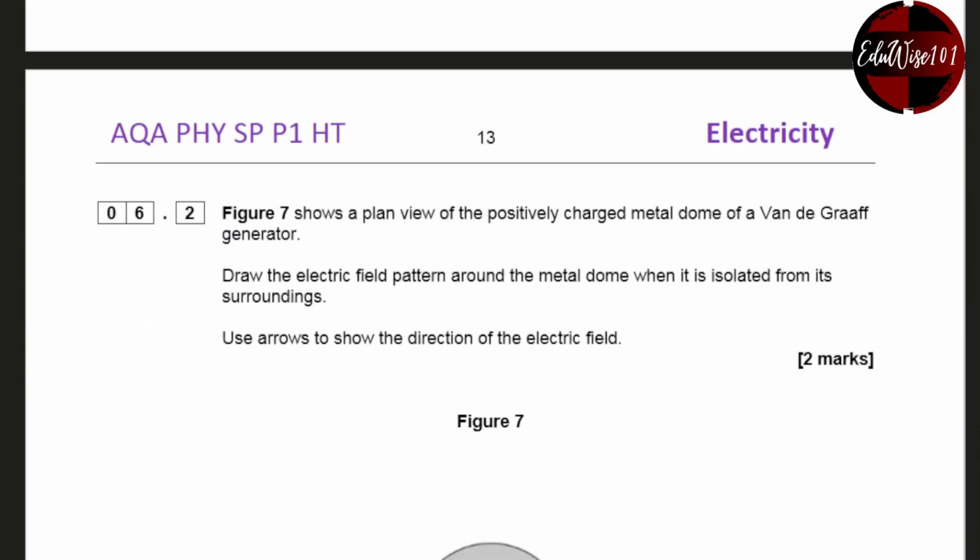Next part, figure 7 shows a plan view of the positively charged metal dome on a Van der Graaf generator. Draw the electric field pattern around the metal dome when it is isolated from its surroundings. Use arrows to show the direction of the electric field. So to draw the electric field pattern, you will get a mark, and if you get the arrows correct, you will get the second mark.